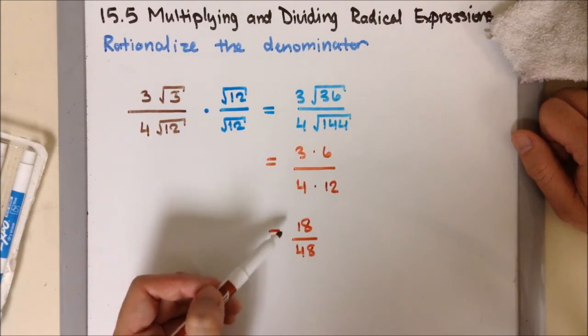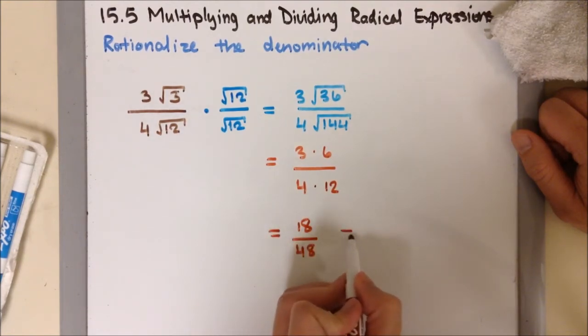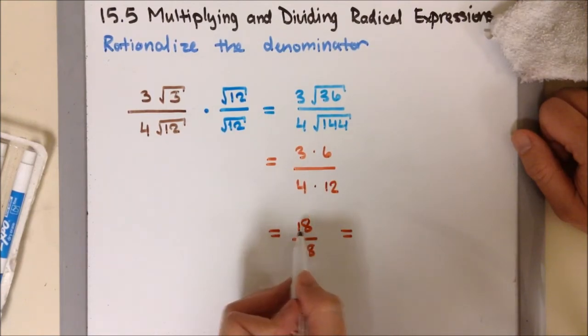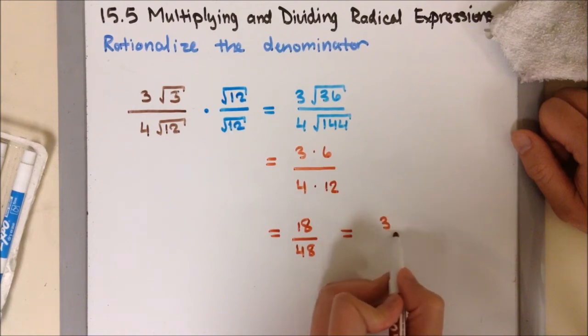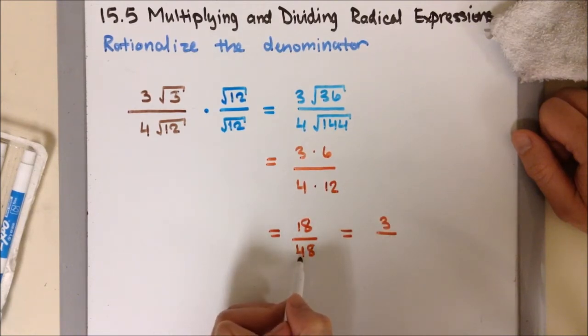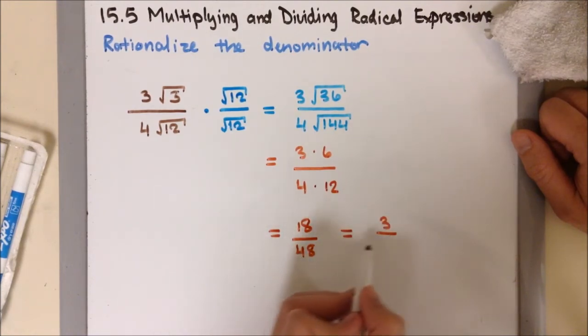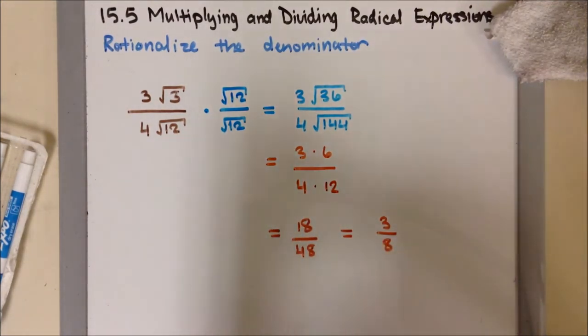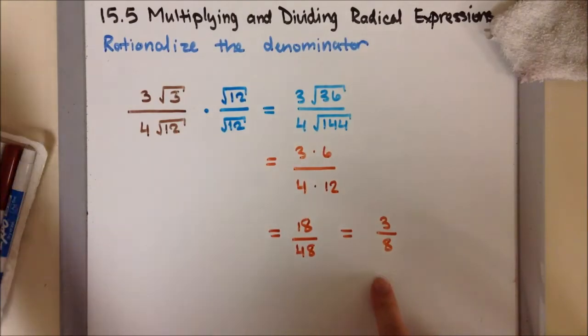We can actually simplify the fraction. The numerator and denominator are both divisible by 6. So I'm going to simplify by a factor of 6. 18 divided by 6 is 3 in the numerator. And then 48 divided by 6 will be 8 in the denominator. So I finished simplifying my fraction. This will be my final answer.